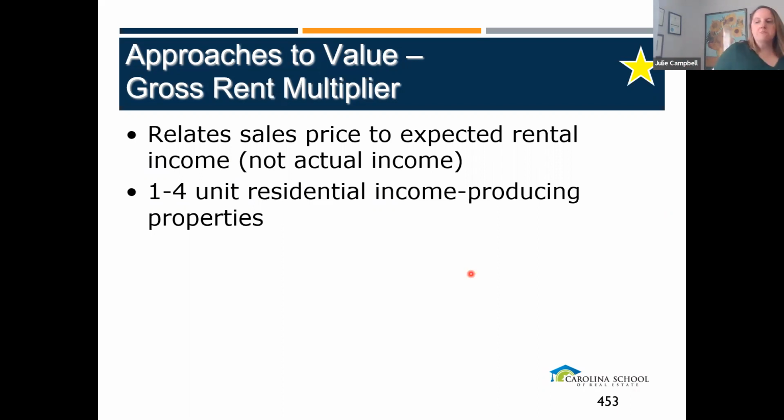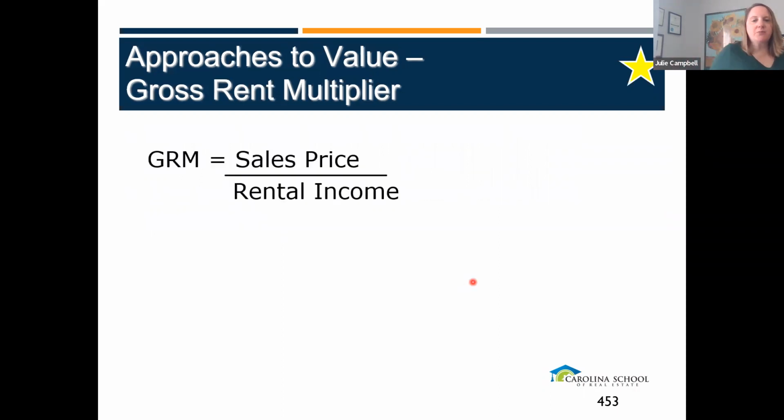And the formula for the germ is pretty simple. Sales price divided by expected rental income. Typically, if the investor is considering a residential property, they will look at monthly rental income, which will answer the question, how many months before I get my money back? If they're considering a commercial property, they'll look at annual expected rental income, which will answer the question, how many years before I get my money back?